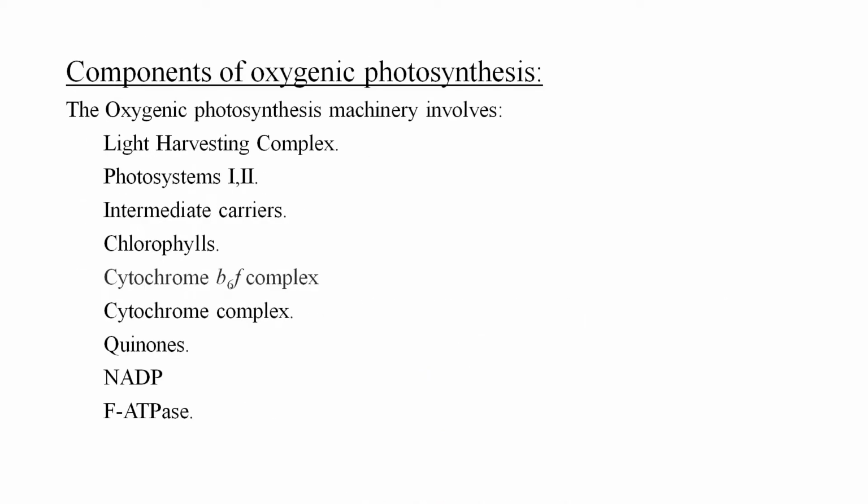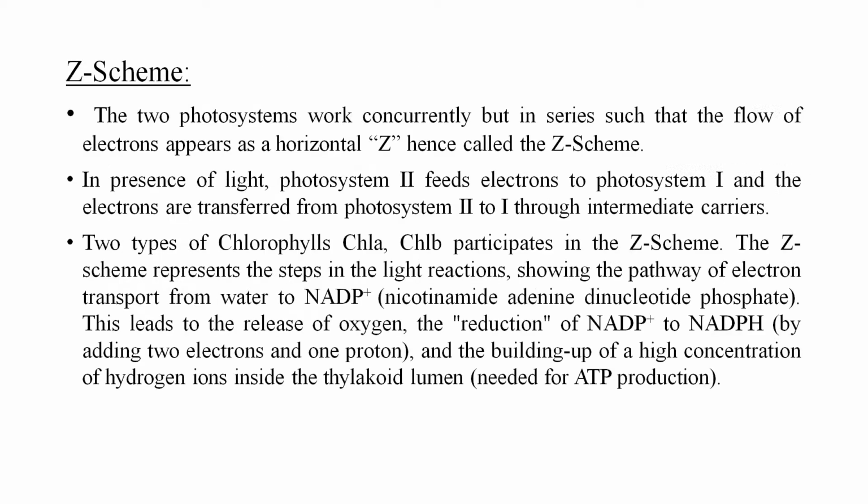And these are the components of oxygenic photosynthesis. Oxygenic photosynthesis requires the following machinery for the successful completion and liberation of oxygen, which includes the light harvesting complex, photosystems 1 and 2, intermediate carriers, chlorophylls, cytochrome b6f complex, quinones, NADP, and ATPase. All this process occurs in the form of a Z.